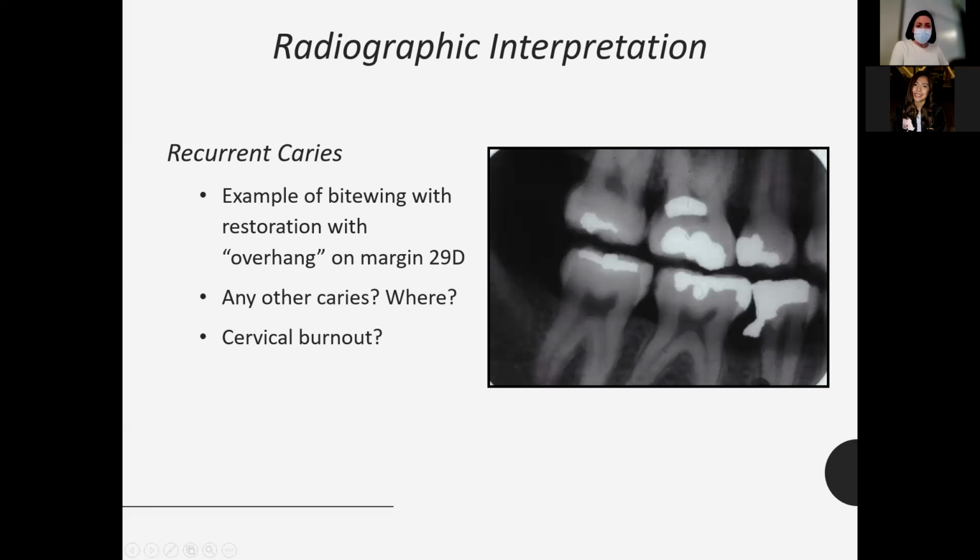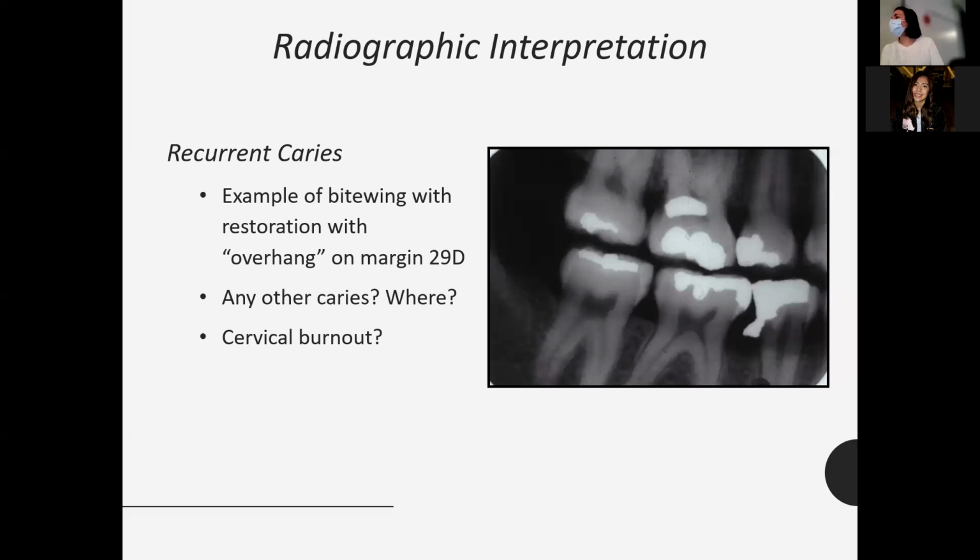But this patient could have, because if you look all the way across, there's a little bit of radiolucency all the way across. So they could have just generalized heavy brushing. This would be a good one to see their actual mouth.